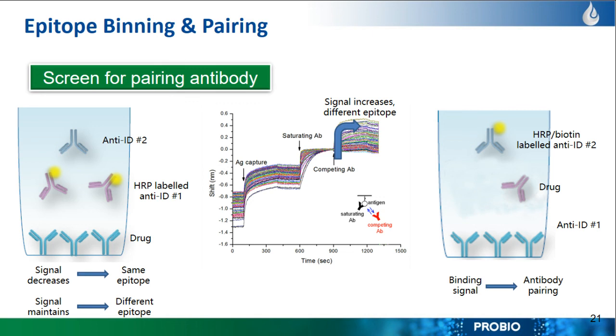Once obtaining the anti-ID with different epitopes, sandwich ELISA will be performed to identify the antibody pairs. In the sandwich ELISA, one of the anti-ID is coated on the plate as capture antibody, and the other anti-ID is used as detection antibody. The successful pairing will form a complex with drug IgG in between.